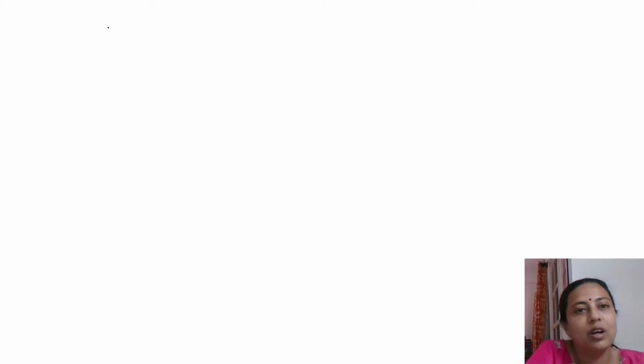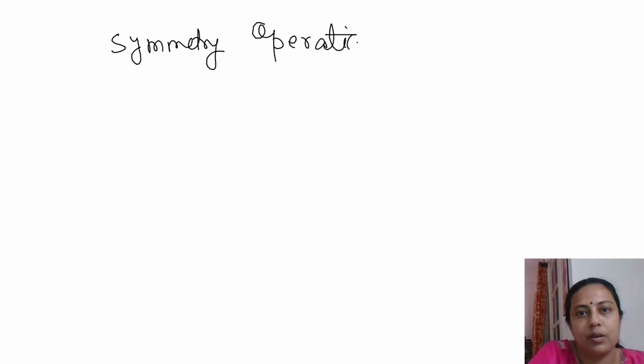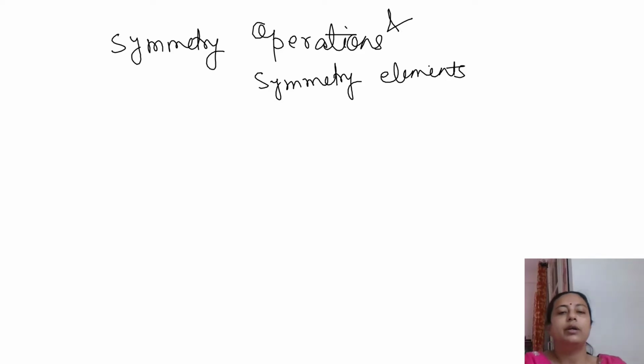Good morning, students. So, today we are going to study symmetry operations and symmetry elements. There are three types of symmetry operations. Any operation which produces an indistinguishable structure from the original structure is called a symmetry operation.